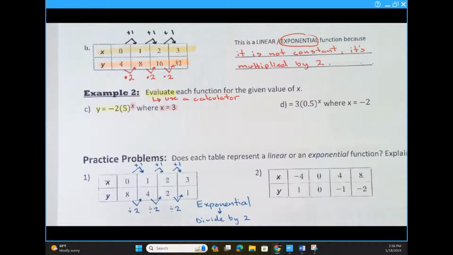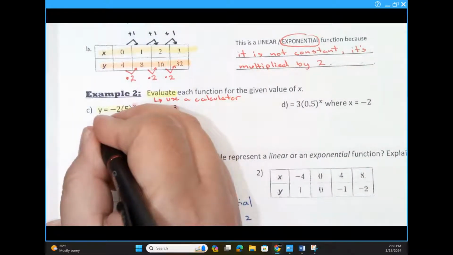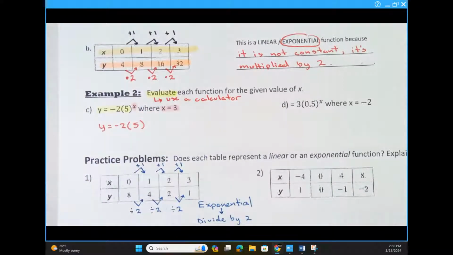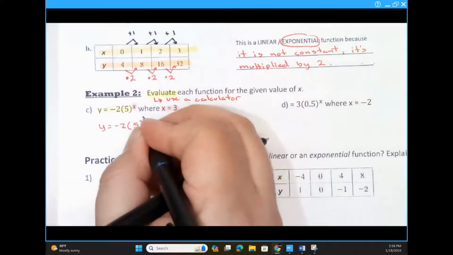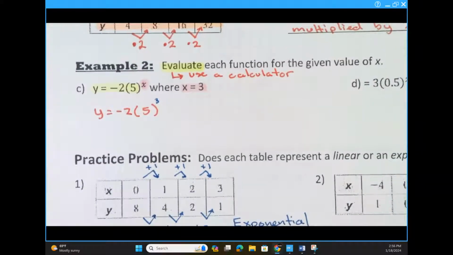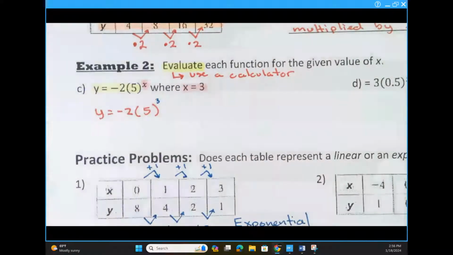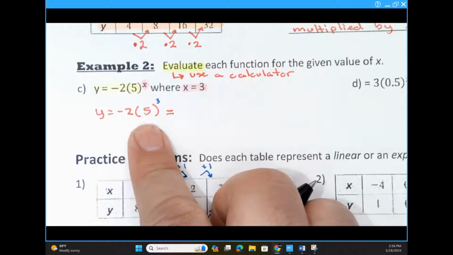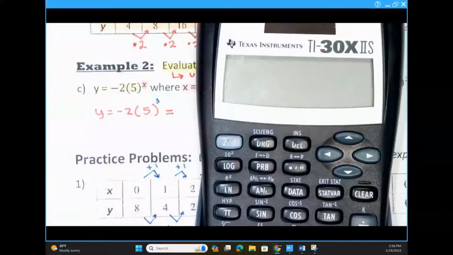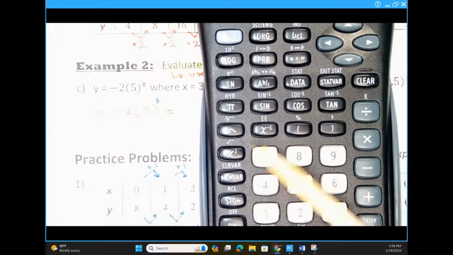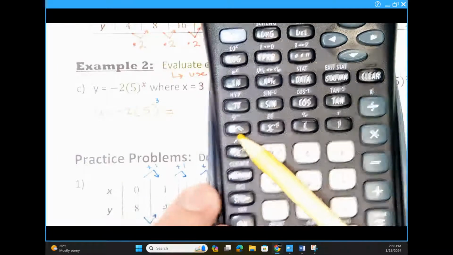Well then, take a moment. Y is equal to negative 2, parentheses 5, and remember, it's not times 3, it's a power of 3. Now, I might have written it a little too small there, but there you go. But there's the power of 3. So now, this is where you let the calculator do all the work for you. Now, remember, you have to type it in exactly the way you see it. So, remember, this is our power button right here. You get a different colored pencil so you can see it. That one right there, that's our power button, the one that points up.